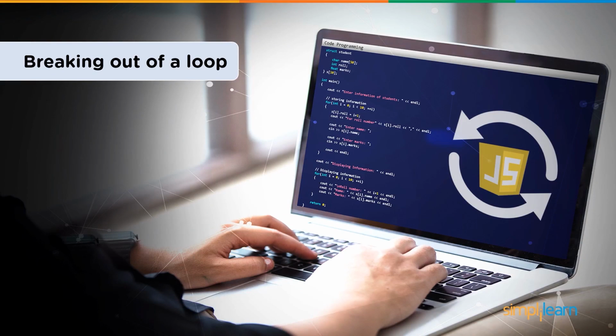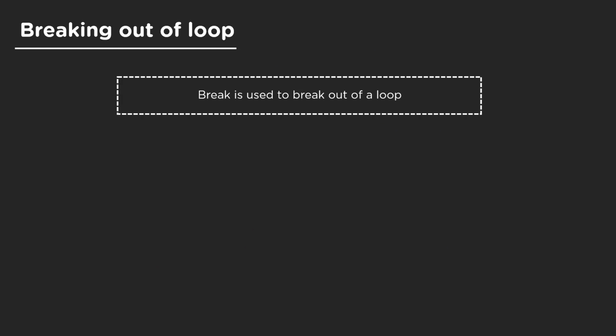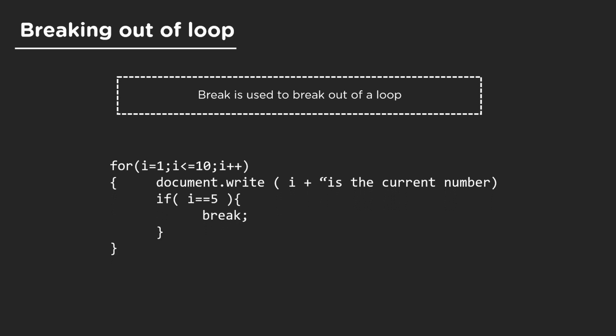Moving on to the next concept, breaking out of a loop. Now, as the name suggests, break is the keyword that is used to break out of a loop. Now, here is a simple code for you. So, according to the logic, it prints the values between 1 to 10. And say at the value 5, you want to break out of the loop. You can simply use the keyword break.